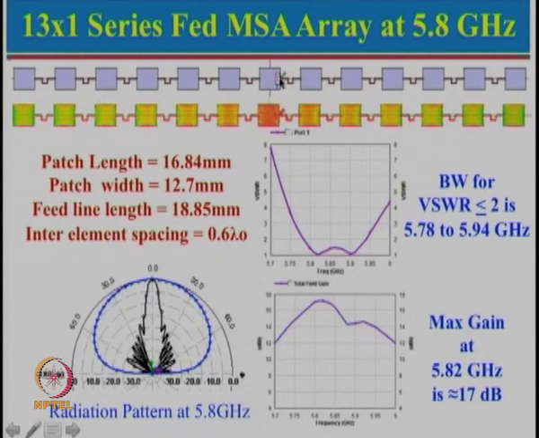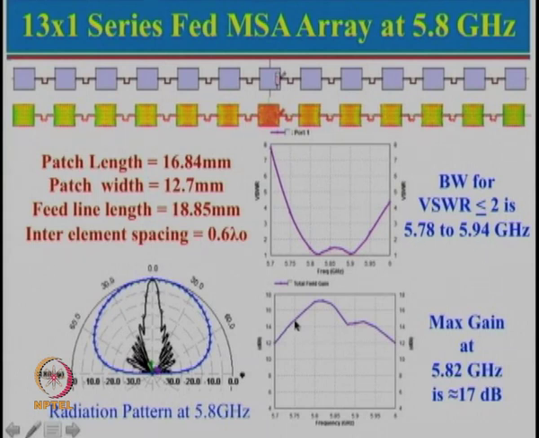In fact, the feed point was just shifting towards the edge, but for larger array input impedance was relatively inductive. So, we have actually added a small stub over here which provides the required capacitance for impedance matching, and because of this good matching, one can see that this particular line here corresponds to VSWR equal to 2, and this one here you can see that VSWR is less than 2, and the bandwidth for this particular configuration is from 5.78 to 5.94.